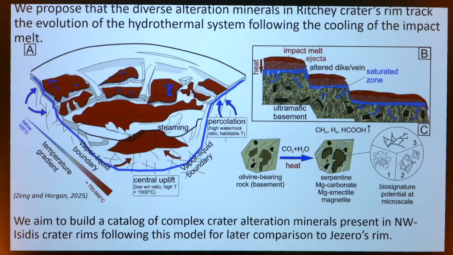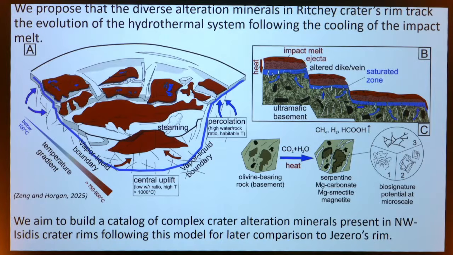And all of these materials have a lot of heat, and what that heat can then do is trigger the convection of water and create this saturated zone from the water table. And what that does is that then alters this basement, and it may create an environment that could potentially be habitable, where we might find biosignatures.